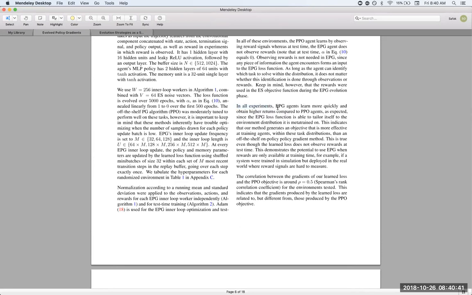They observed that in all experiments, the EPG agent learns more quickly and obtains higher returns compared to the PPO agents, as expected, since the EPG loss function is able to tailor itself to the environment distribution it is meta-trained on. So this is one strong point of the new EPG algorithm over the PPO algorithm.